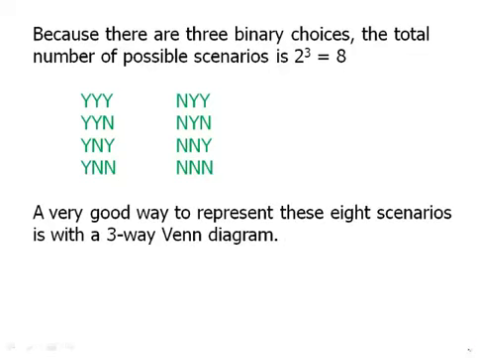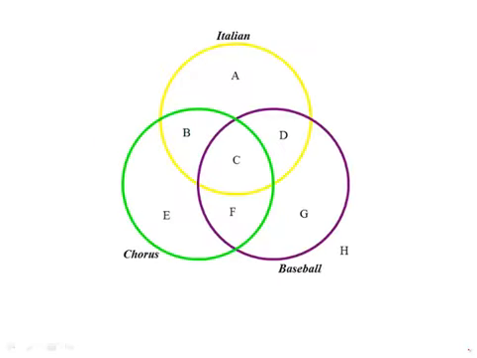A very good way to represent these 8 scenarios is with a 3-way Venn diagram. So much as a 2-way Venn diagram had 2 overlapping circles, a 3-way Venn diagram has 3 overlapping circles. And notice that here we have 8 regions, which are labeled with the letters A through H. So there are all kinds of regions. There are regions where it's in one circle alone, regions where just 2 circles overlap, and then there's the central region where 3 circles overlap, and of course there's H. Those would be the students that aren't in any of the 3 activities. So these are the 8 choices represented visually.